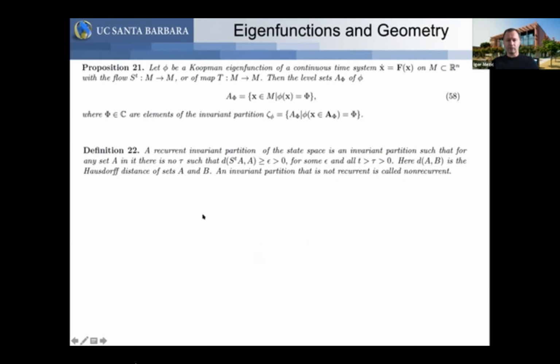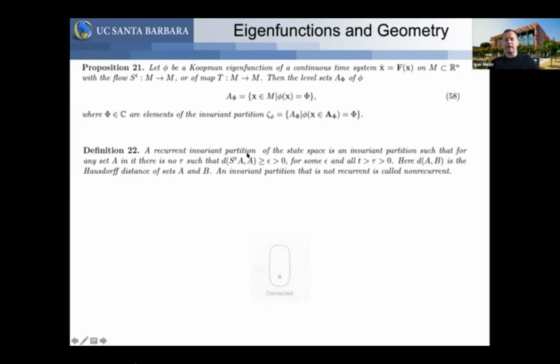All right, so let's talk a little bit more about the geometry now, using these partitions. If phi is a Koopman eigenfunction of a continuous time system, then the level sets of phi are elements of an invariant partition C_phi. So if you take a partition into individual level sets, that's true for any eigenfunction. We started on this with eigenfunctions for measure preserving systems, but that's true in general. So let me define another new notion.